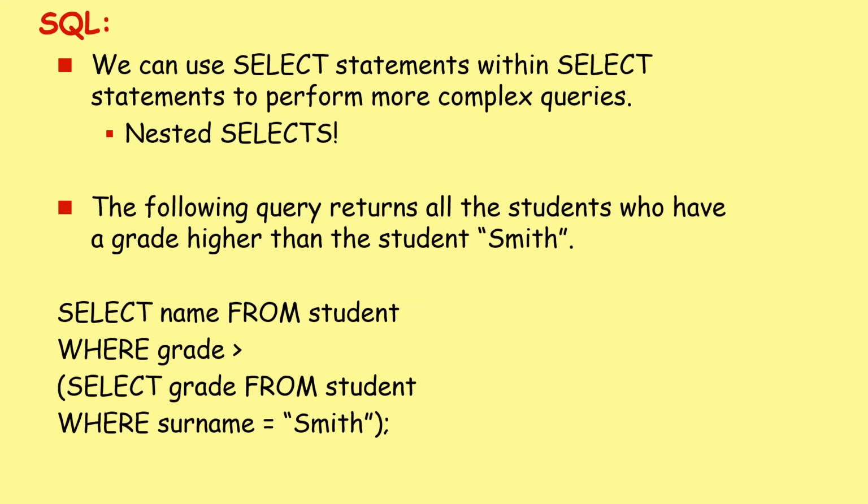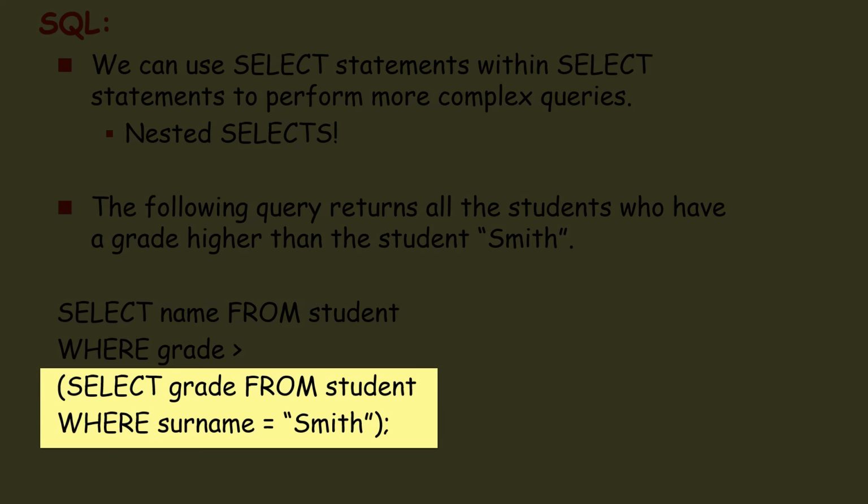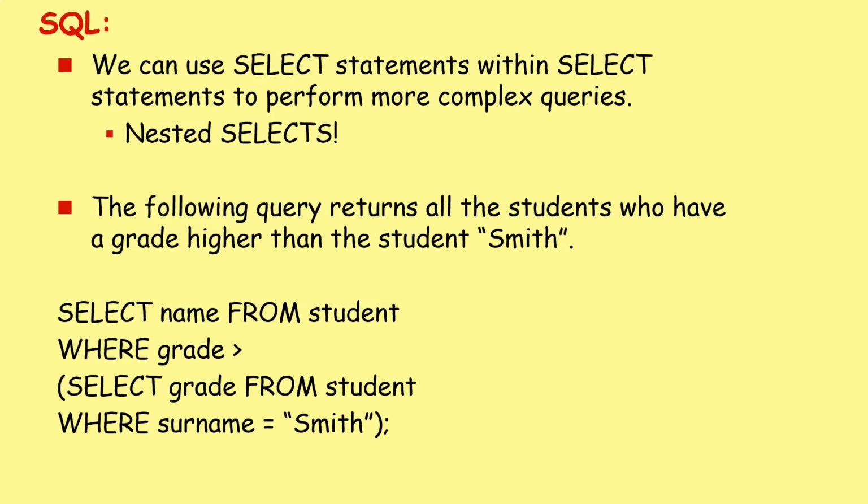So what we need to do is start with the inner select first, the bit that's in brackets. We want to find all the students of a grade higher than the student Smith. So we first of all select grade from student where surname equals Smith. Literally look through your database and find the grade of Smith, say 52 for example. And that's all this will return. It will return a number. Then select name from student where grade greater than the grade that we've just recovered. So if you think about doing the inner part before the outer part, it maybe makes a little bit more logical sense.